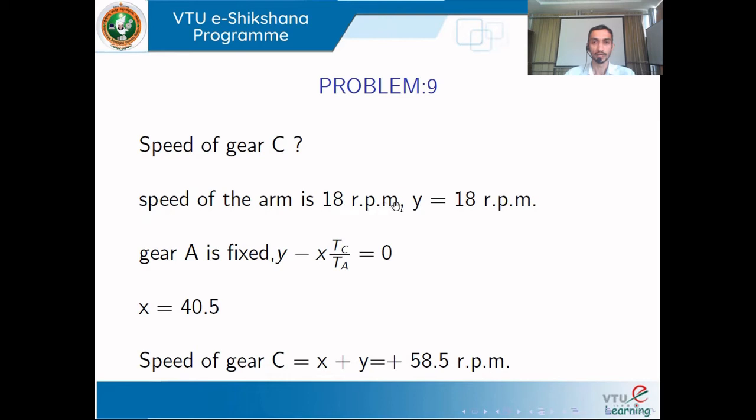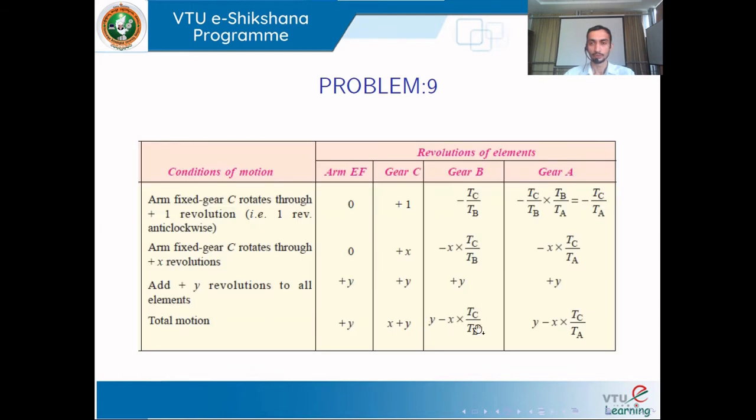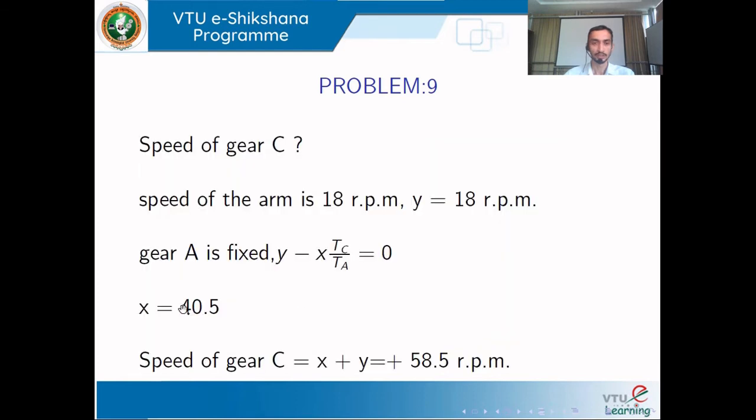So the speed of the arm, Y, they have given. Gear A is fixed, so it is 0, that is, the equation Y minus X into TC by TA is 0. So substituting the values for TC and TA and the value for Y, the only unknown is X here. So after simplifying, you'll get the value of X. Now what is asked is the speed of gear C. Gear C is X plus Y. So once you get the value of X, Y is also known. So the speed of gear C is X plus Y, which comes to around 58.5. So it's a positive value, which means that gear C will rotate in the same direction as that of the arm.